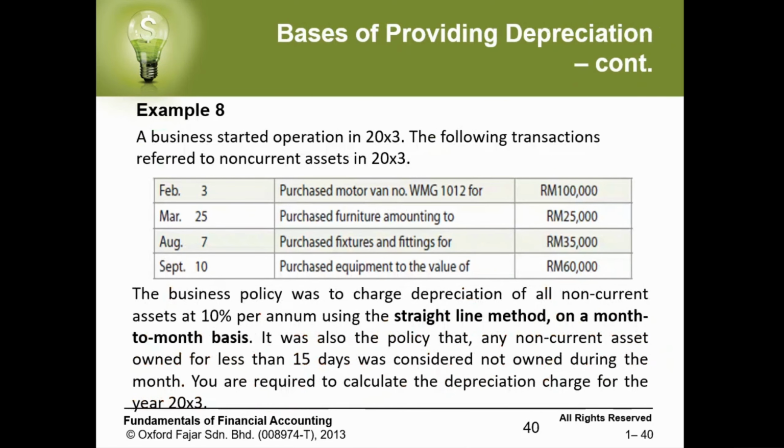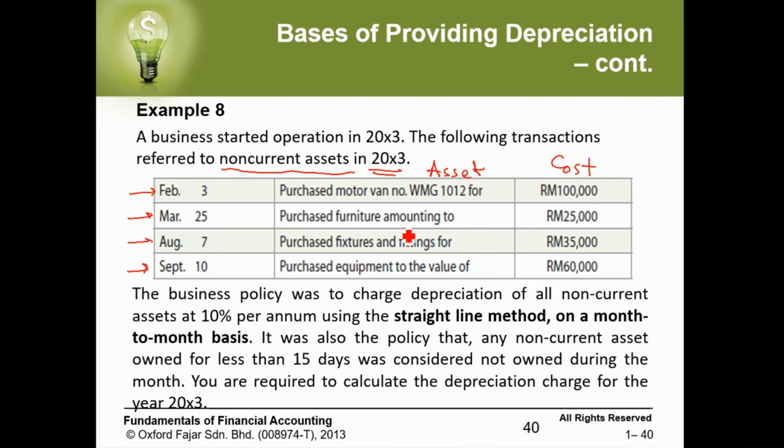This is an example. A business started operating in 2013. The following transactions refer to non-current assets in 2013. So those are the non-current assets the company is holding in 2013. Here we are just giving you the date when we held the asset for the calculation. February 3rd, we purchased motor van WMG 1012 for 100,000. So this is the cost, and this is the asset.